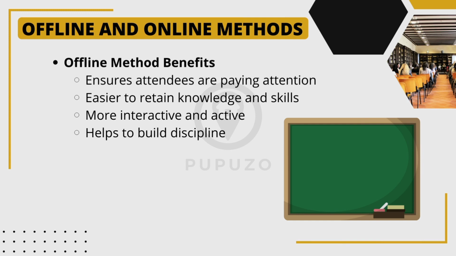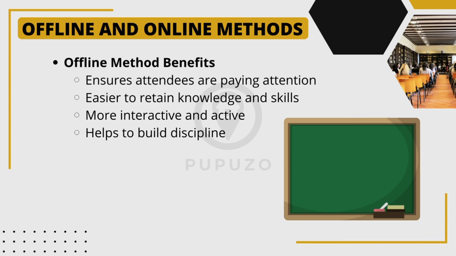The physical presence of textbooks, charts, images, and other teaching aids helps reinforce learning and understanding. Additionally, activities such as science experiments, group discussions, and hands-on exercises contribute to a deeper comprehension of the subject matter. Another benefit of offline methods is that they help build discipline. By attending scheduled classes or training sessions, learners develop a routine and learn to manage their time effectively.